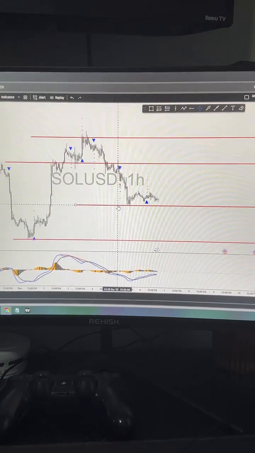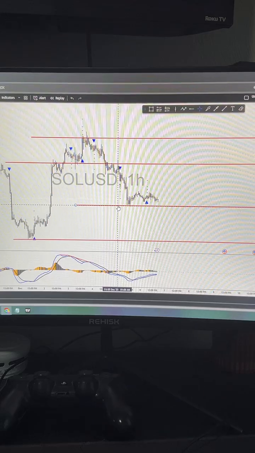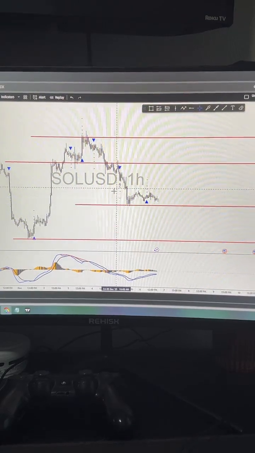But boom, these are the areas. I call these institutional areas. Areas of liquidity, institutional areas, support and resistance, whatever you want to call it. These are the areas that, as you can see, price has reacted from previously. These are the areas in more recent times where, when price continues, price should also react.